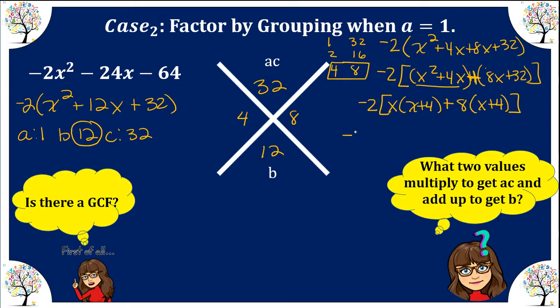We're going to bring down the greatest common factor. Our first binomial factor is x plus 8, and the second binomial factor is x plus 4. So this trinomial has three factors: negative 2, x plus 8, and x plus 4.